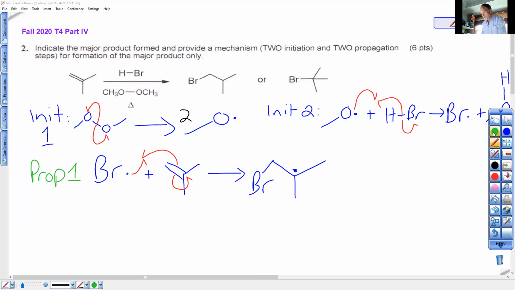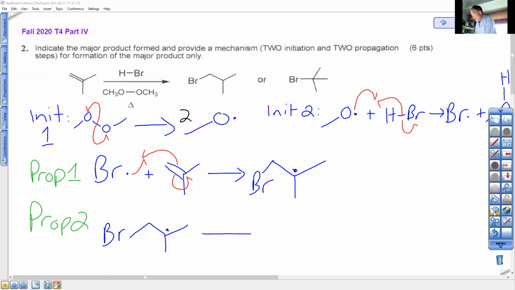Prop 2, and we're almost done. The radical you just generated will react with the other molecule that you really haven't used yet, HBr. You're saying, wait, I used HBr in initiation step 2. No, you did not. You used 1 molecule of HBr. You still have a whole mole left. This is where all of the HBr reacts.